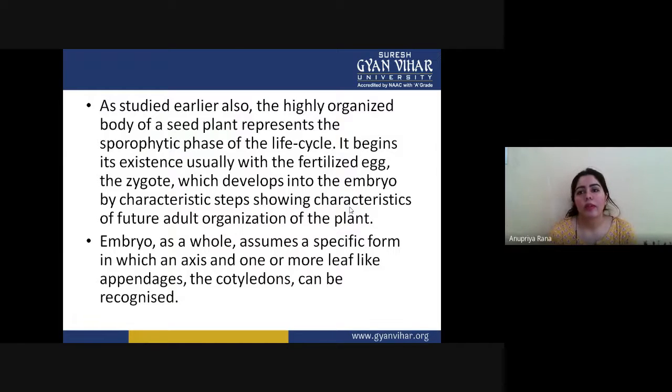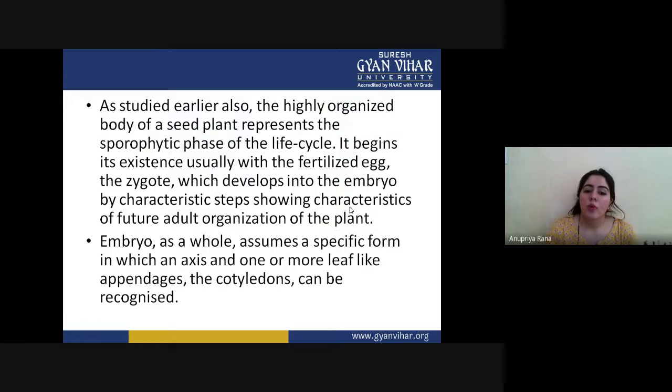Some go first by transverse division, some can do anticlinal division, some can do periclinal division. So any kind of division plane can take place when the embryo starts growing and converting into the seed. So this whole adult organization of the plant depends on what plane the embryo is going to divide. So this very first step of division is also important in the whole plant formation.